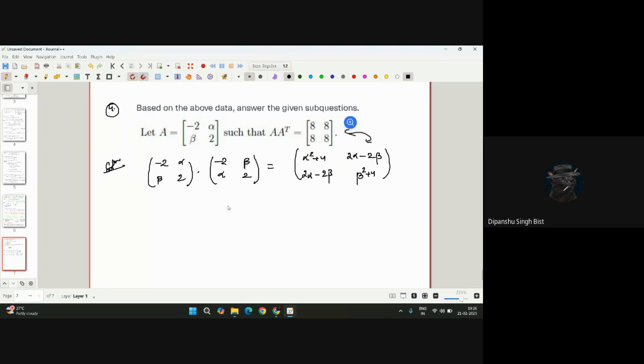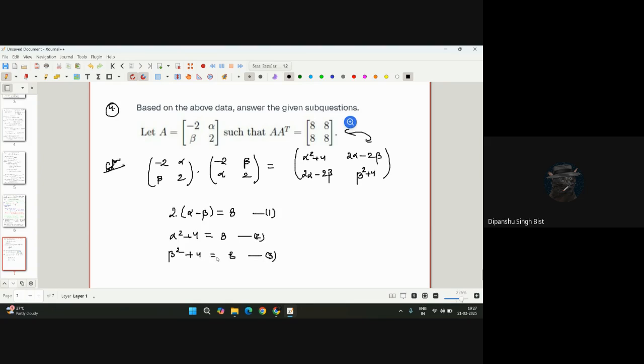So what we can deduce is that 2 times alpha minus beta is equal to 8. That is our first equation. The second equation says alpha square plus 4 is equal to 8. That is our second equation. And the third says beta square plus 4 is equal to 8. So this is our third equation.